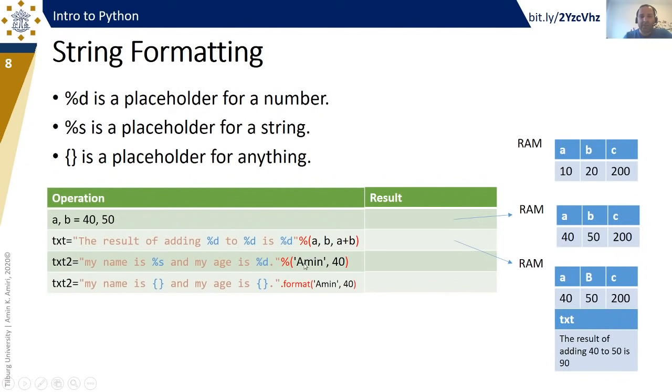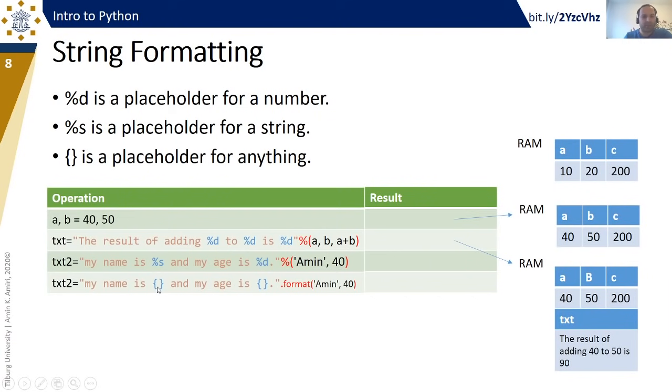If you have a string and you want to put it in a text, then you can use %s. So here the %s is replaced with Amin in between the apostrophes, which is a string, and %d is replaced with 40.